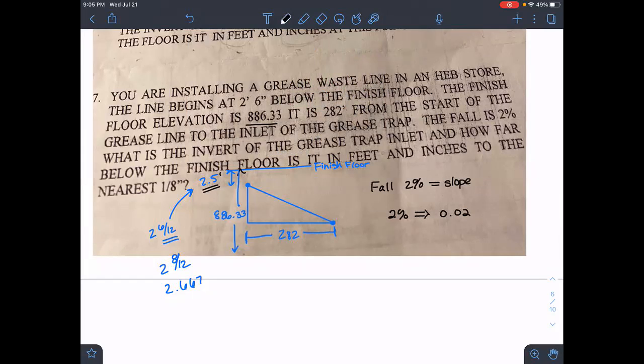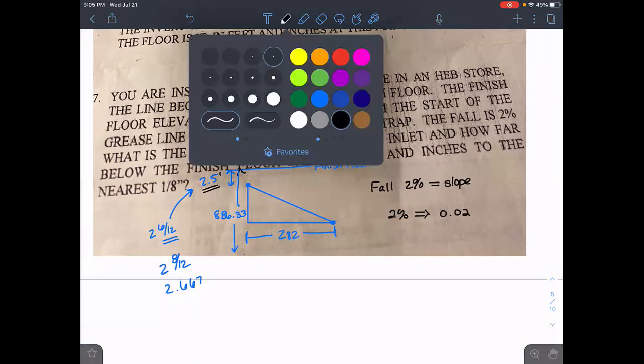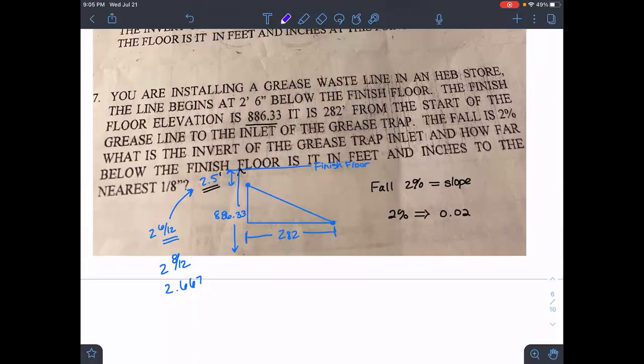Finally, it tells you what is the invert of the grease trap inlet. So it's asking for this distance here. That's the first part. What is the invert of the grease trap inlet, and how far below the finished floor is it in feet? So we want to know this distance down here, but then we also want to know how far this distance is from the finished floor.